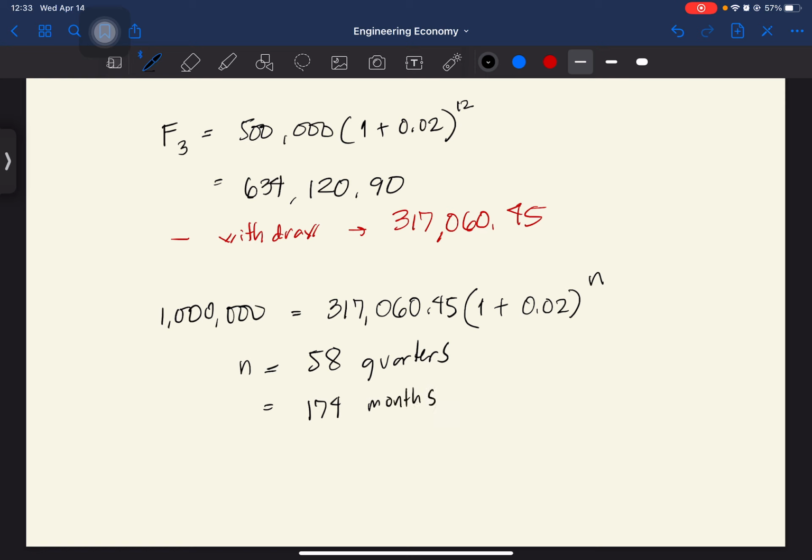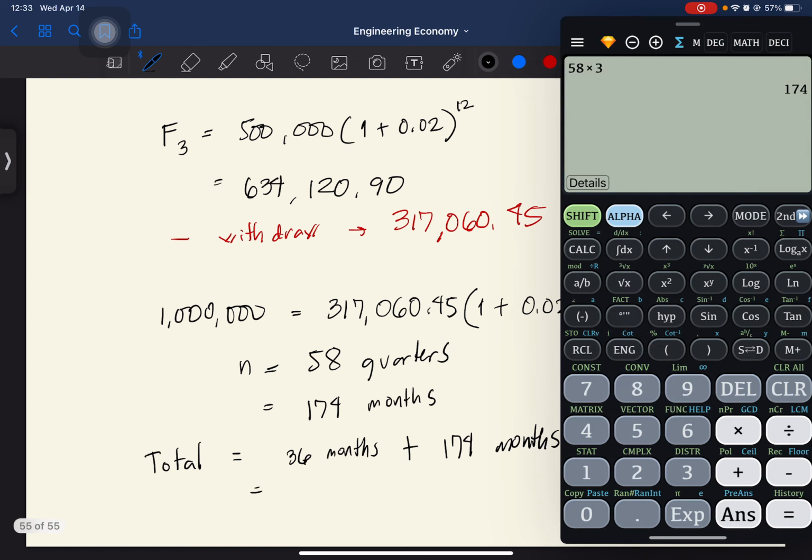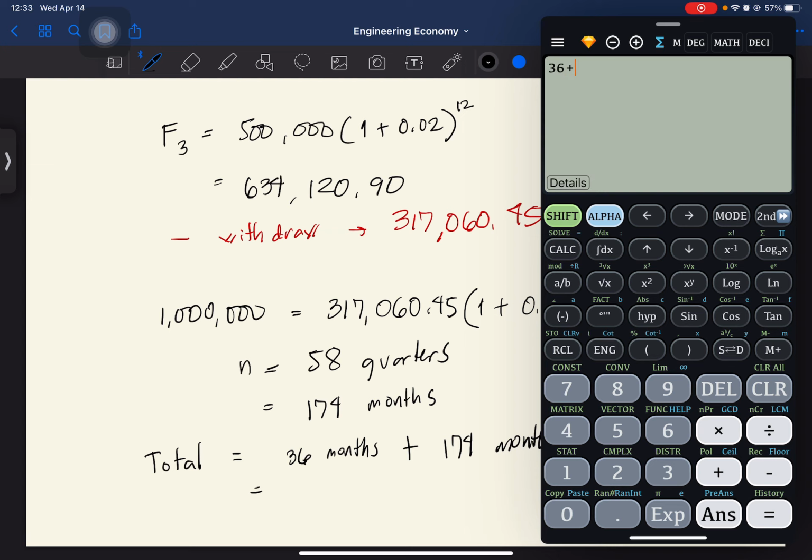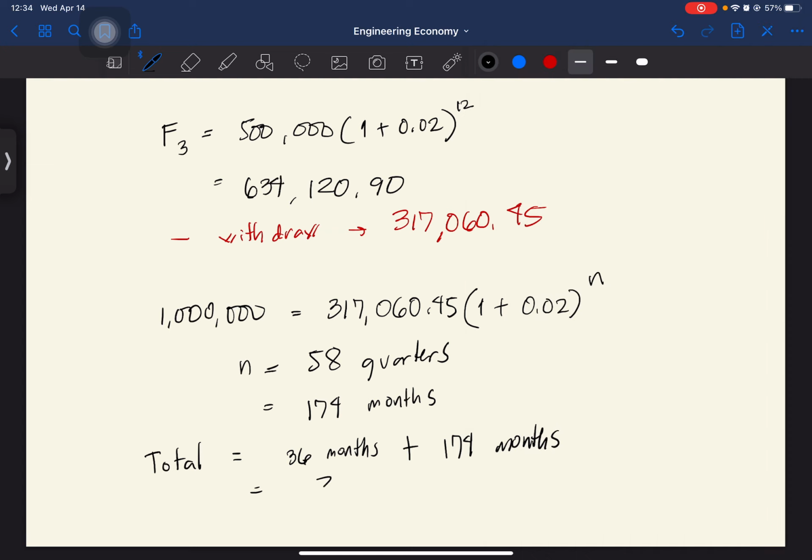Okay? So, bale, ang total, kung mag-withdraw ka ng kalahati after 3 years, ang total na inantay mo bago umabot ng 1,000,000 is yung naunang 3 taon, which is 36 months, tapos plus yung 174 months na additional. So, ibig sabihin, from the start na nag-invest ka ng 500,000, you are going to wait 36 plus 174 months, 210 months.